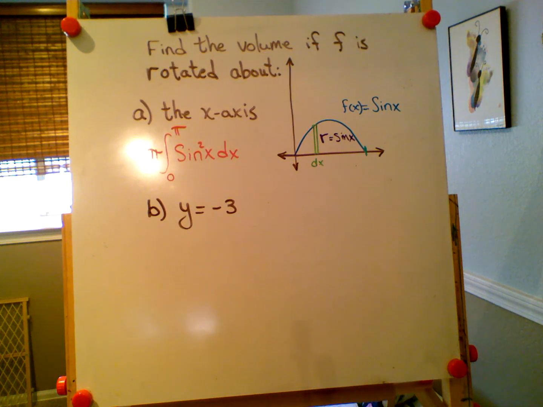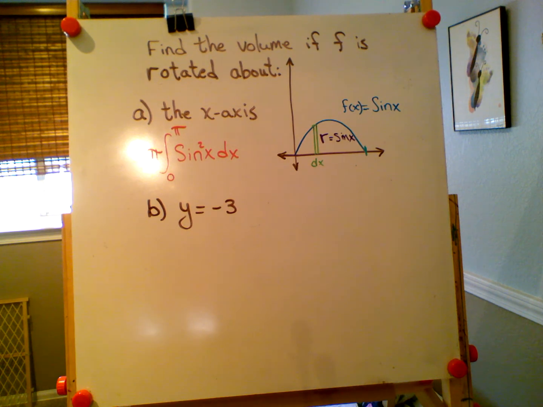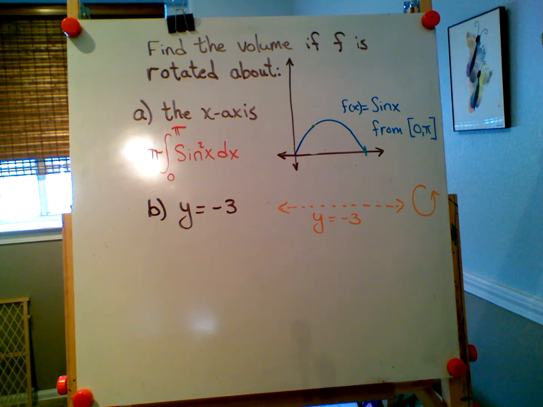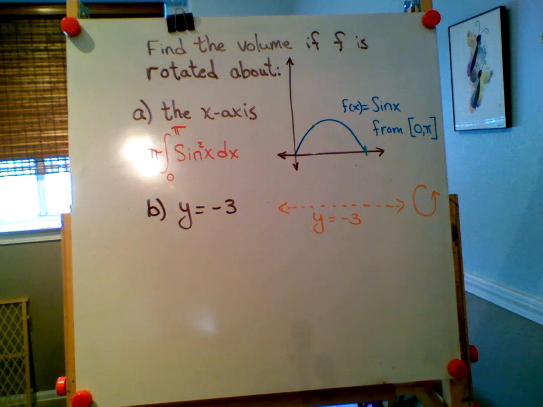So I'm just going to use this same sine example for some different things that we might rotate it about. For instance, on the first one, we rotate about the x-axis, and that's the answer that we had already received. What if we change the axis of symmetry, like to y equals -3? And we're still going to take this from 0 to pi. So we're still taking that loop, but now we have to rotate around something much farther down.